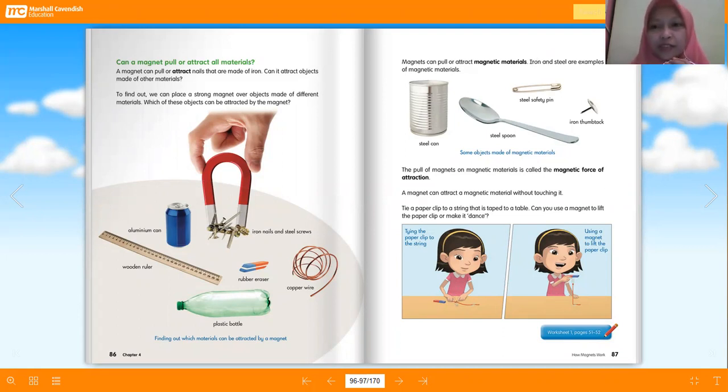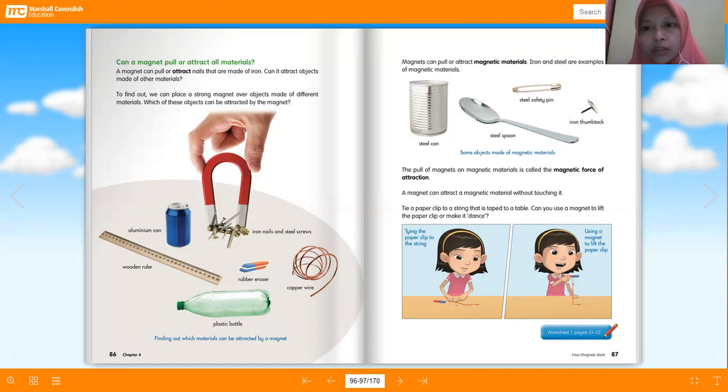Okay, Soleha, for today, you can open your book to page number 86. It is about whether a magnet can pull or attract all materials, like the little explanation we had last week about which materials can be attracted by a magnet or not. You can look at this picture, and I have to give you instructions for preparing some materials, like a wooden ruler. If you don't have one, you can use a plastic ruler, a plastic bottle, a rubber eraser, a wire, and other materials you can find in your home.